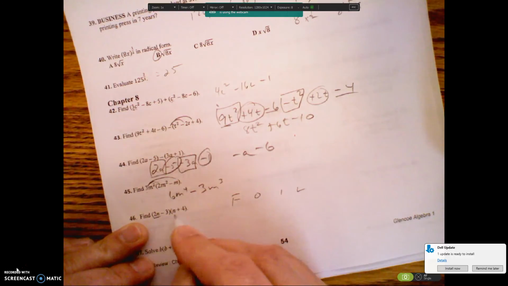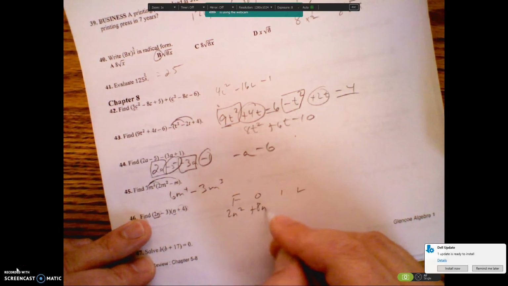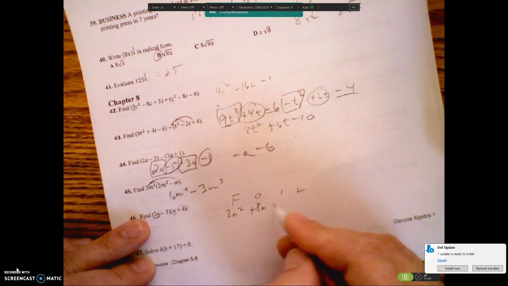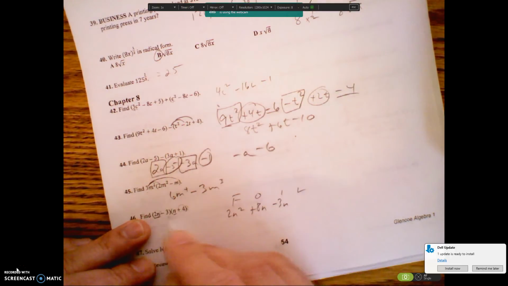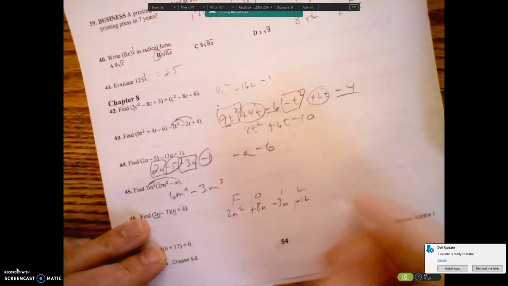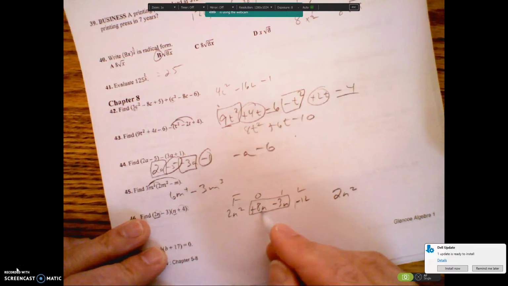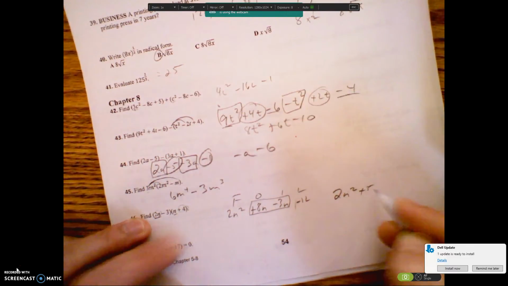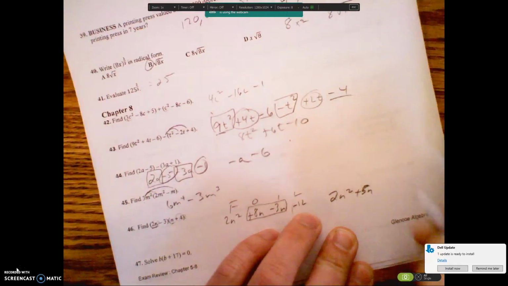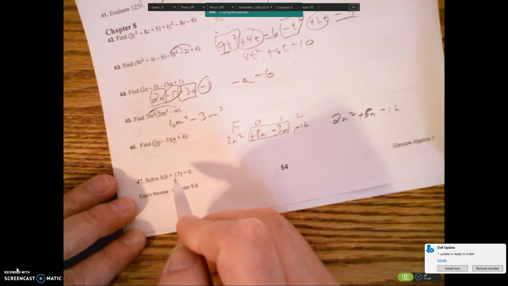FOIL. So my first, 2n and n, is 2n squared. My outer is 2n and positive 4, which is positive 8n. My inner is negative 3 and n, so negative 3n. And then my last is negative 3 times 4, which is, whoops, negative 12. And then we can combine like terms. So I'm going to get 2n squared. 8n minus 3n is positive 5n, and then minus 12.